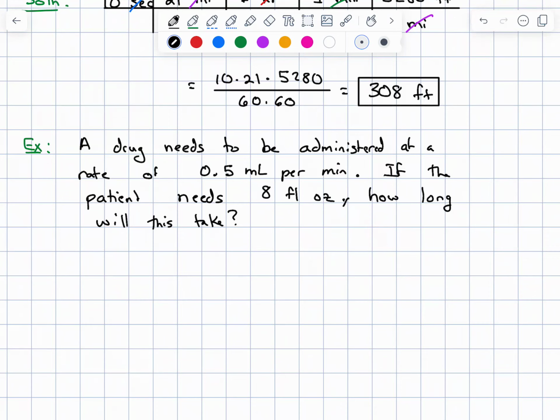So if this is a problem on an exam, I don't know this off the top of my head, so that's why I'm going to use my Siri. How many milliliters are in 1 fluid ounce? So it would say on your exam, note 1 FLOZ is equal to 29.57 ml.